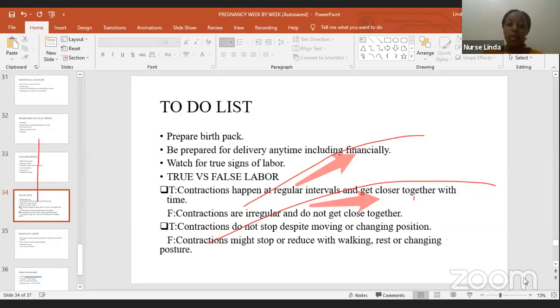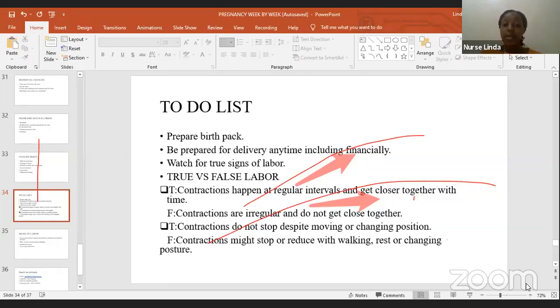Now, at this point, the woman needs to prepare a birth pack. A birth pack will contain clothes for the baby and a change of clothes for the woman. It needs to contain cotton. I wish we had time to look at the contents of a birth pack, but that's an assignment for each of you. Kindly look at what a birth pack should contain, so that at this time, a woman always has their birth pack with them wherever they go.